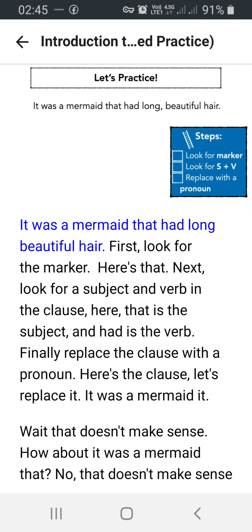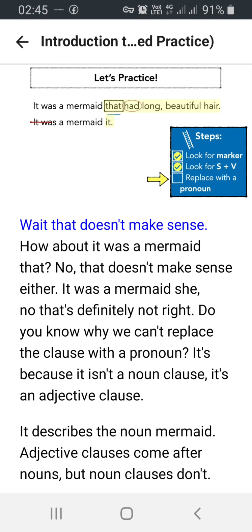Let's try another one. It was a mermaid that had long, beautiful hair. First, look for the marker. Okay, here's that. Next, look for a subject and verb in the clause. Here, that is the subject and had is the verb. Finally, replace the clause with a pronoun. Here's the clause. Let's replace it. It was a mermaid, it? Wait, that doesn't make sense. How about it was a mermaid that? No, that doesn't make sense either. It was a mermaid she? No, that's definitely not right.